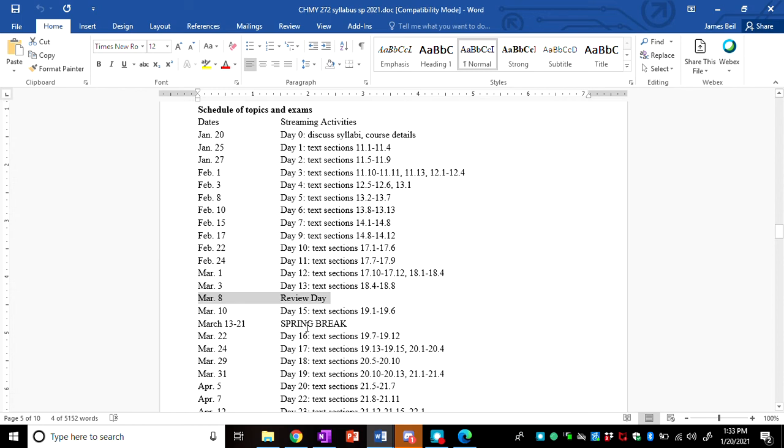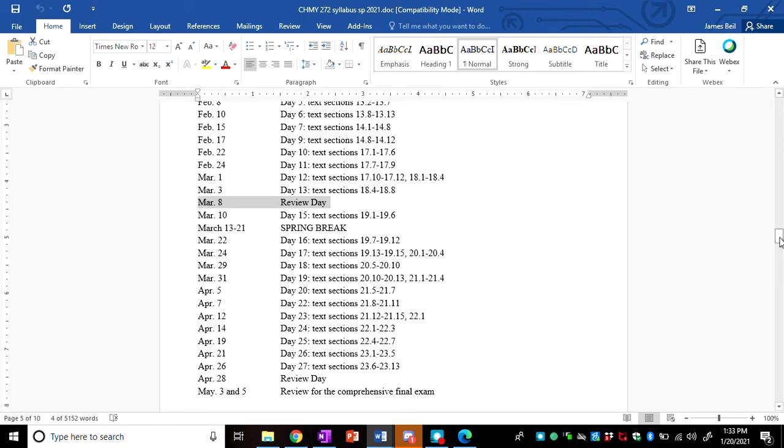We have a spring break, a full week where there's no lecture and also no lab, which is nice. Nice little break there in the middle of the semester. Then as we approach the end of the semester, the last day will be a review day before the final week. And then the final week of classes will be reviewing for the comprehensive exam, and you'll have the opportunity to earn bonus points by answering the review questions the same as we did last semester.